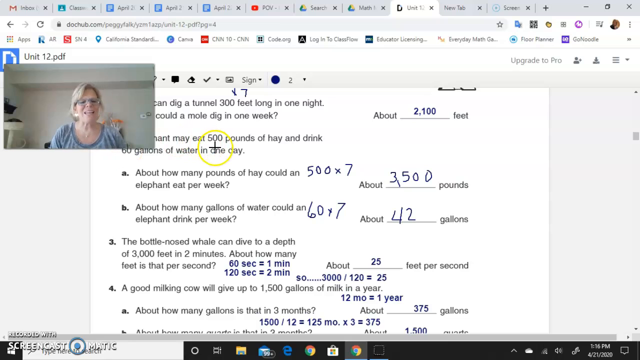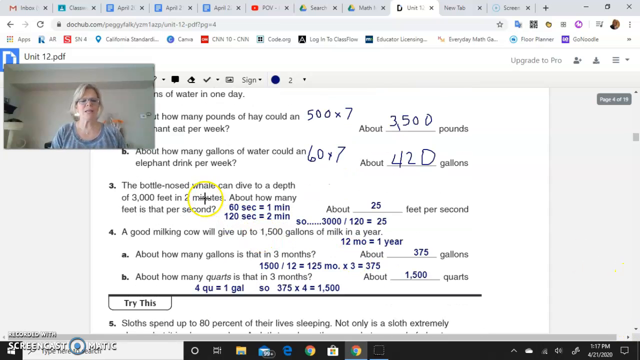Okay, an elephant may eat 500 pounds of hay and drink 60 gallons of water in 1 day. About how many pounds of hay could an elephant eat in a week? Well, 500 times 7, because there's 7 days in a week, 3,500. How many gallons of water in a week? Well, 60 gallons in a day times 7 days in a week. Whoops, my 0 didn't show up. 420 gallons in a week.